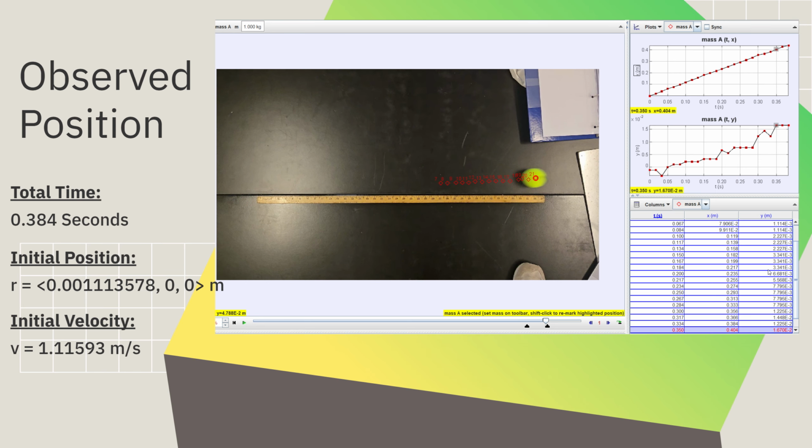This is the observed position using the Tracker application, as shown on the screen. The total time it took for the ball to roll was 0.384 seconds. The initial position was 0.00111357 meters on the x, and 0 on the y and z. The initial velocity is 1.11593 meters per second, which was found by calculating from the initial position as well as the position 0.017 seconds after.